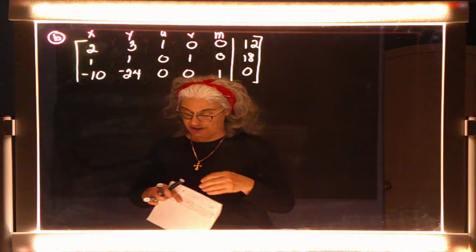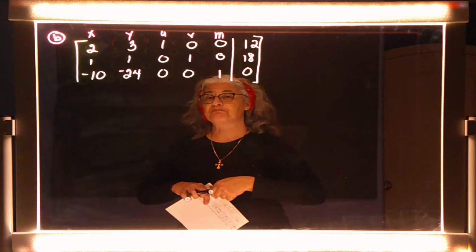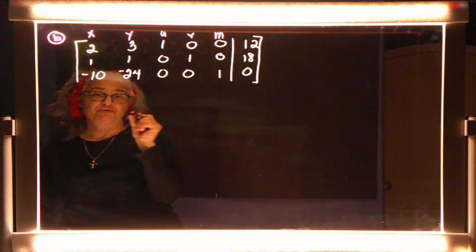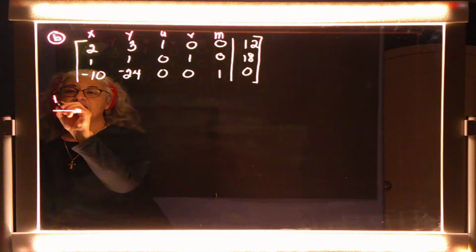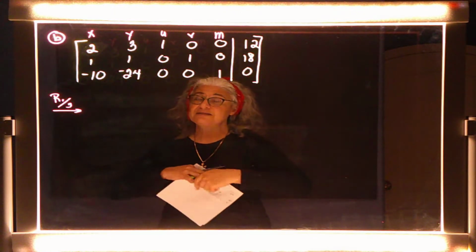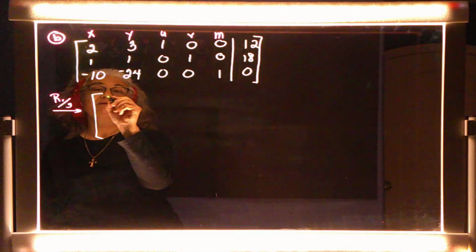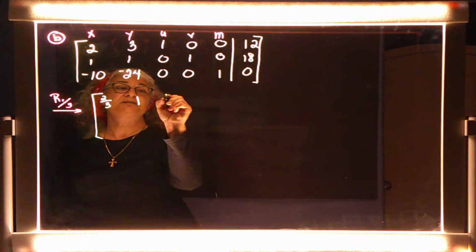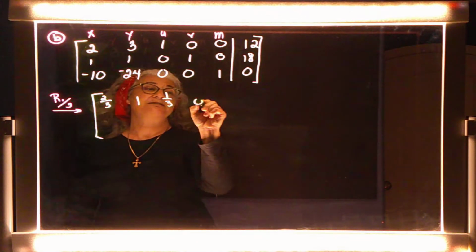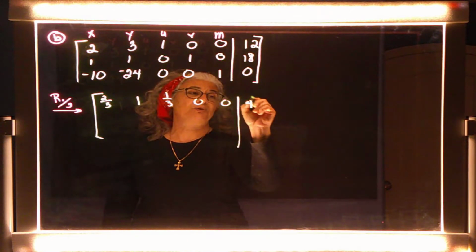So first things first, we need to make the 3 into a 1. Agreed? So how are we going to make that 3 into a 1? Yeah, we're going to divide the first row by 3. And when we do that, row 1 is going to be 2/3, 1, 1/3, 0, 0, and 12 divided by 3 is 4.